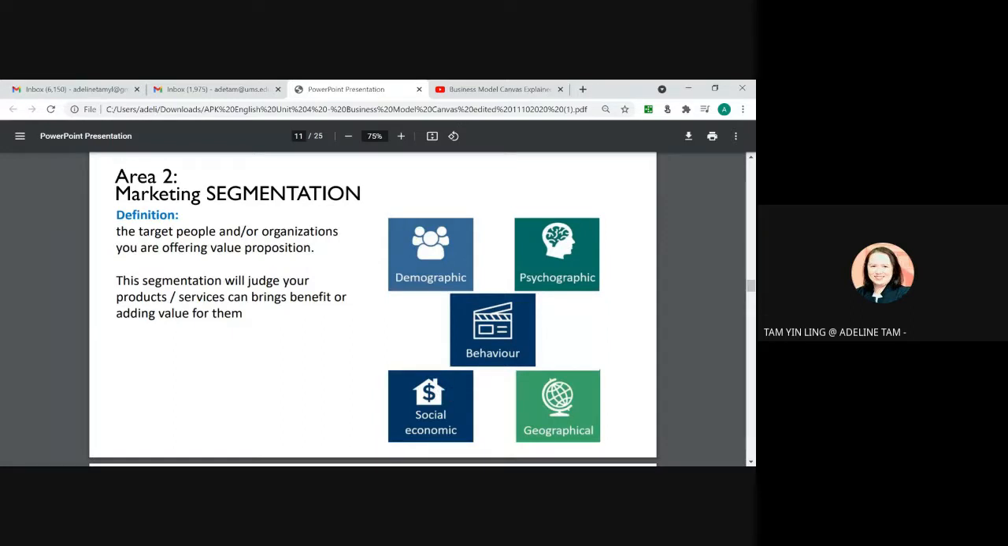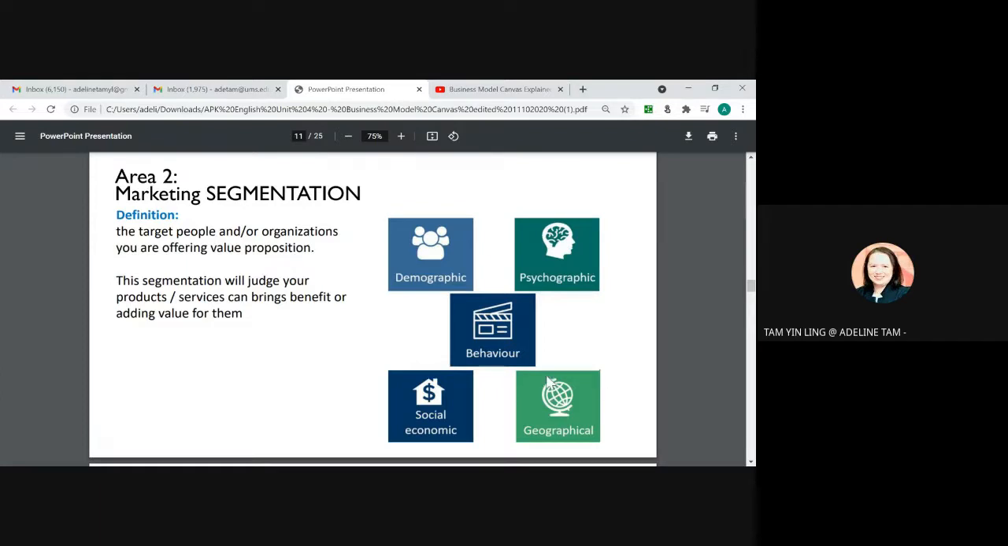So which is the most suitable? Which one depends on your product. Let's say I'm selling car, then social economy maybe is a good reason. Cheaper cars sell to a lower to middle income group. And then a more expensive car like Toyota is selling to middle to high income. And an even more expensive car like Mercedes, BMW are targeting the top social economy status group. So they are based on different groups.